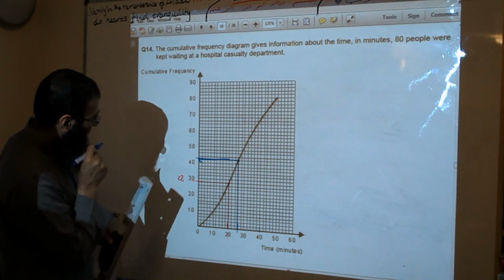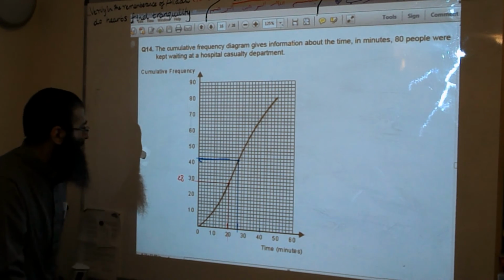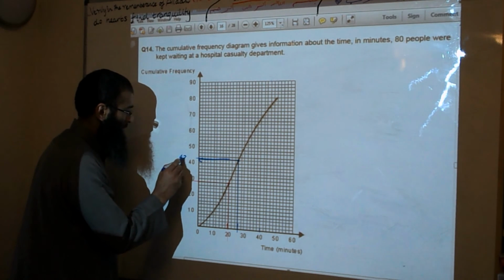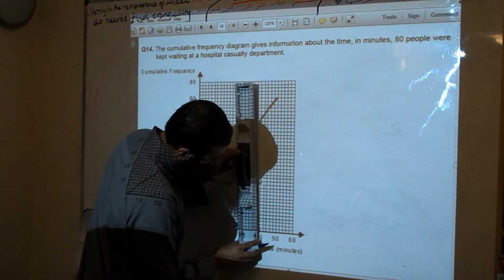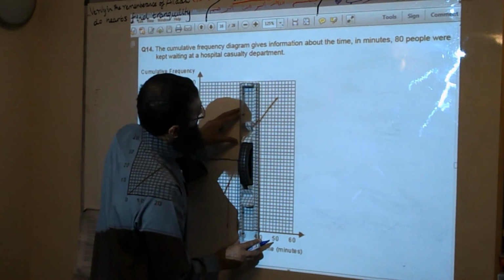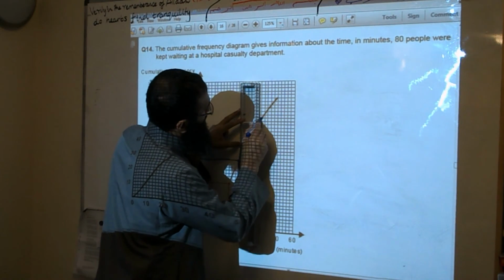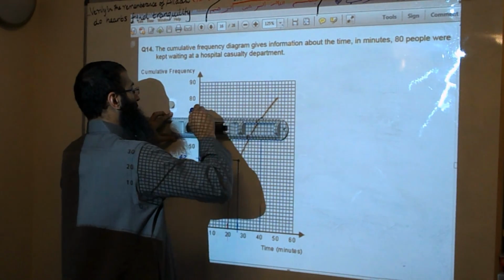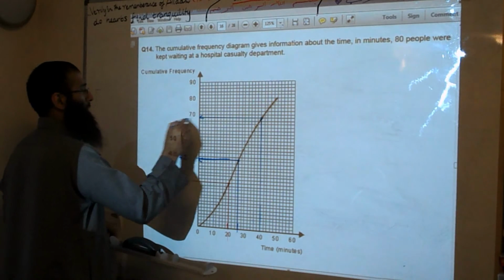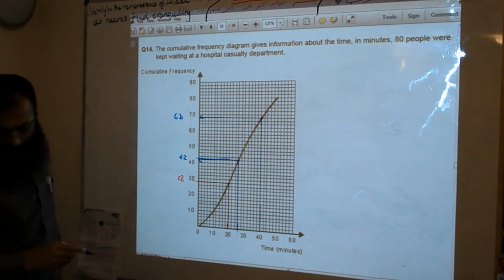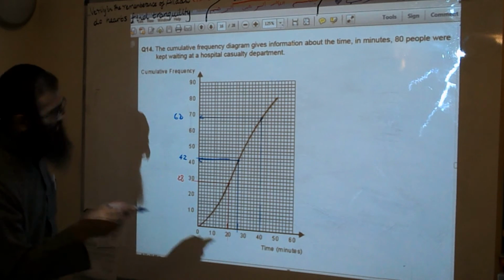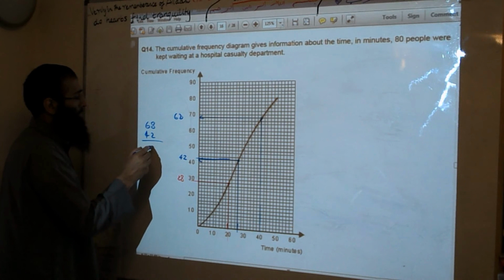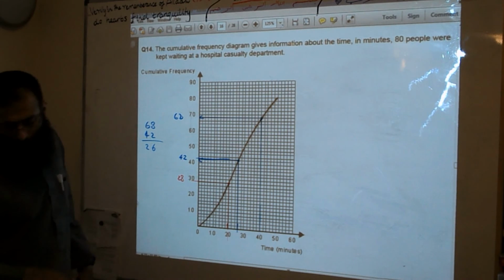So for this one I'm getting 42. Did you get 42 for that? Yeah, that one's 42. And what's the other one for? 68. Yeah. And the question was to work out an estimate for the number of people who waited between these two. So it will be 68 take away 42. 68 take away 42 gives an answer of? 26. 26 people for that one.